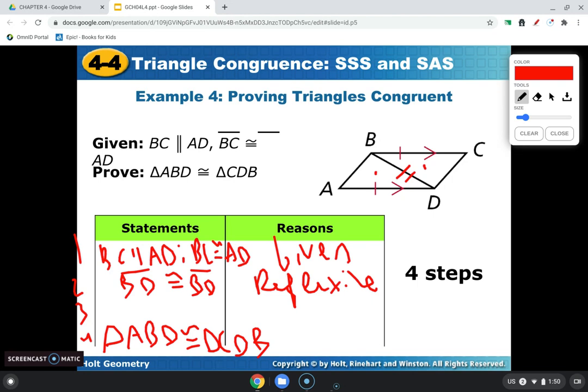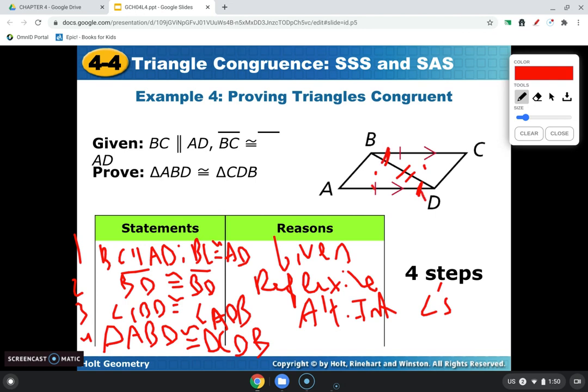Now we either need to show another side or another angle. Well, since these two lines are parallel, what kind of angle pair are those two angles? They're alternate interior. So since they're parallel, we can say that those two angles are the same. Angle CBD is congruent to angle ADB by alternate interior angles. So we've got it. Side, angle, side. The two triangles are congruent by side, angle, side.